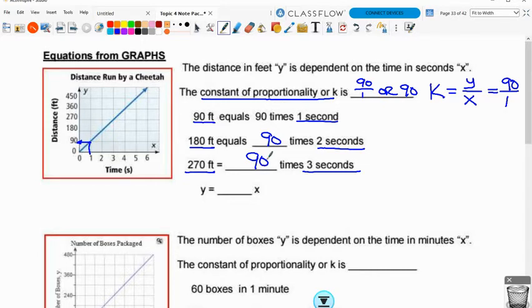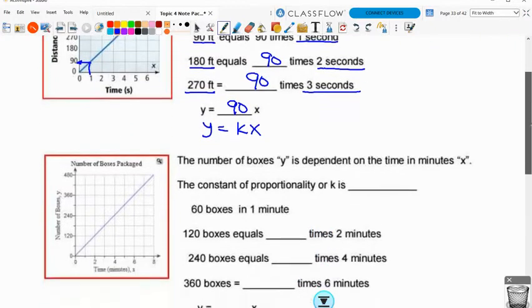So for this example, remember the equations are always set up the same way, y equals k times x. And in this example, k was equal to 90. So y equals 90 times x. The distance equals 90 times the number of seconds.